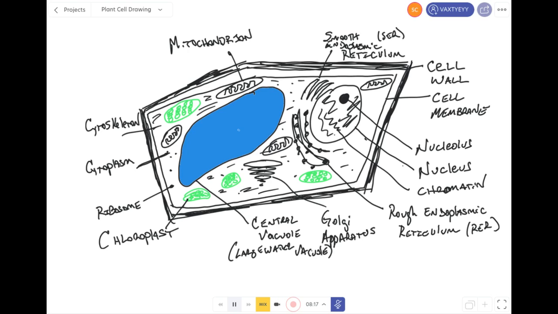And one last thing that we're going to put on here is, I'm going to try to make a little, it's going to be a little difficult now, but in the cell wall itself, there's little openings. So I'm just going to put a couple little circles there. I'm going to say plasmodesmata openings.